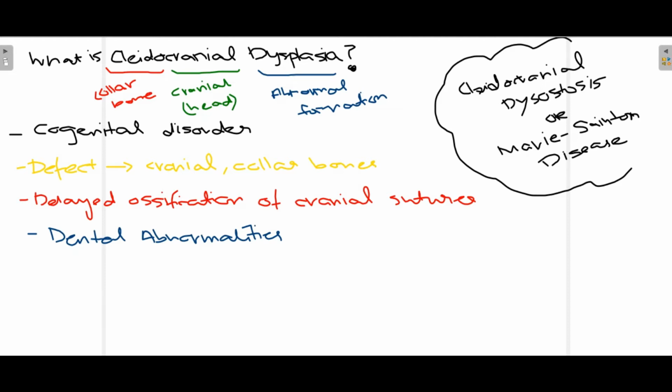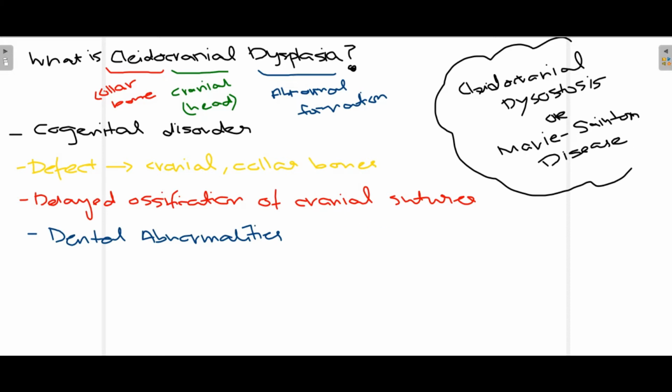Cleidocranial dysplasia is mainly a disorder of bones, sometimes also joints, which is congenital in nature. That means that you are born with it. Some diseases you acquire, which are acquired diseases, and some are congenital, you are born with them. So cleidocranial dysplasia is a congenital disorder in which mainly there are disorders associated with your cranial cavity, that is your head, and your collarbones, the clavicles. There is a problem with the ossification of your cranial sutures and fontanelles.